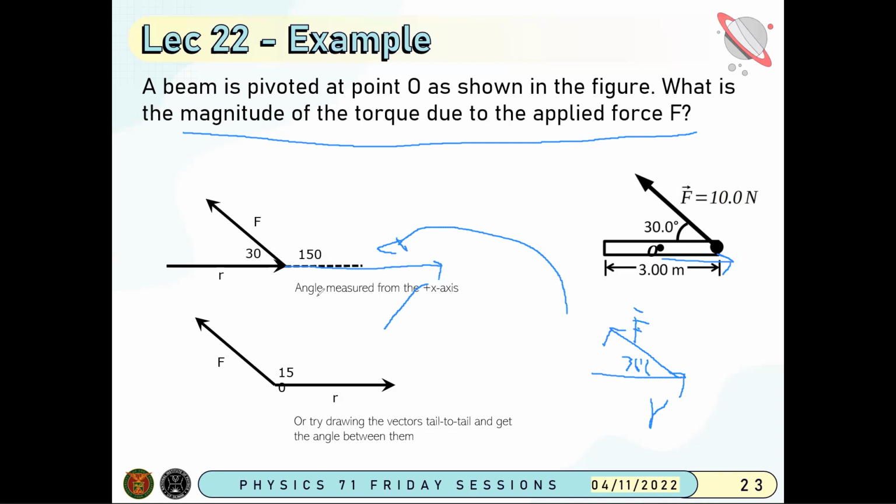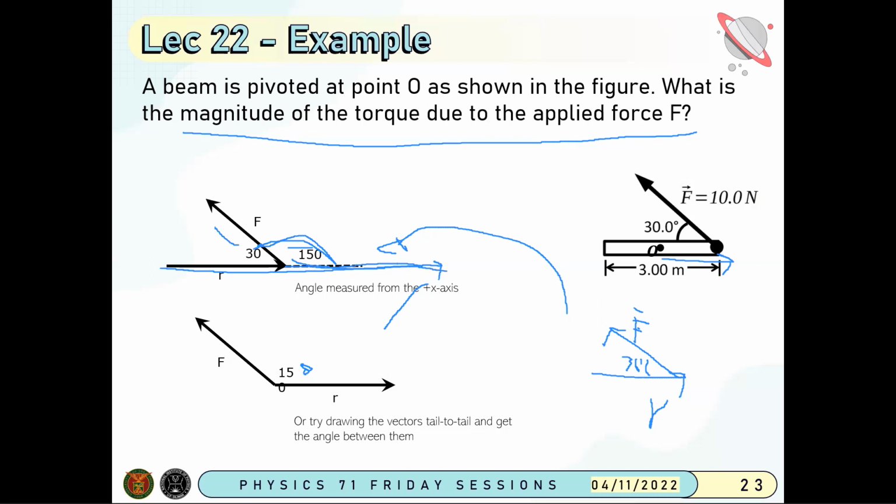So, now, if we use that, alam na natin yung angle between will be 150 degrees. Because yung total angle for a straight line is 180 minus 30, we have 150. Okay. So, try drawing the vectors tail to tail to get the angle between them. Kung ano man yung kino-cross product.